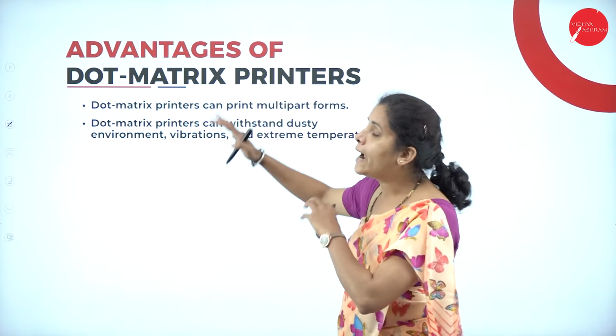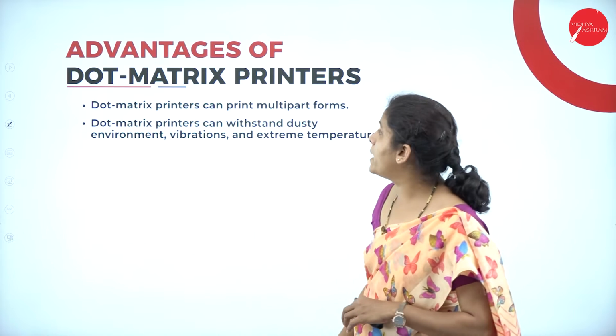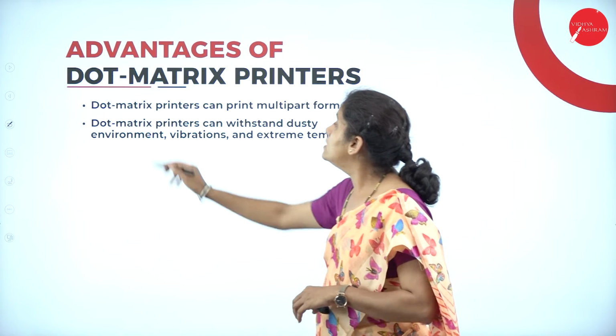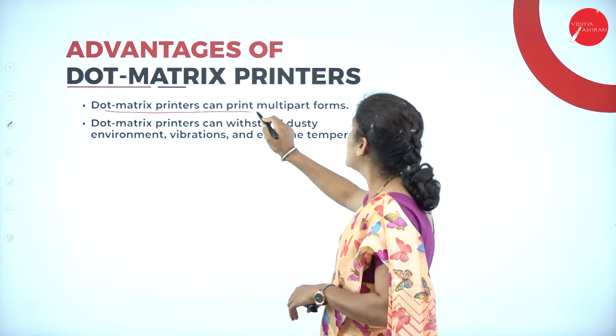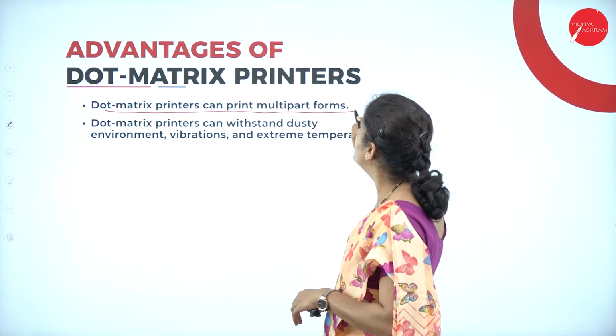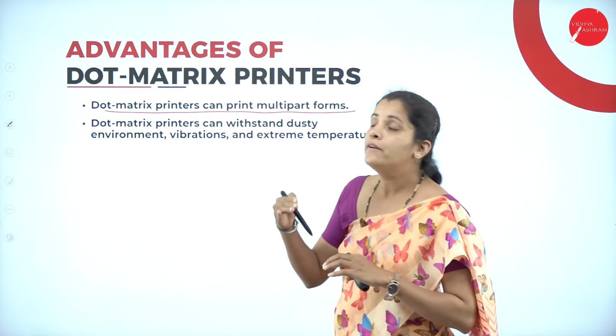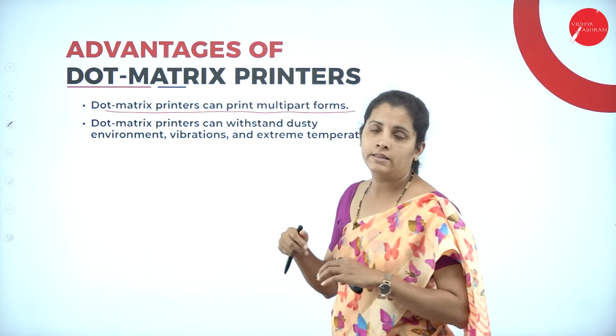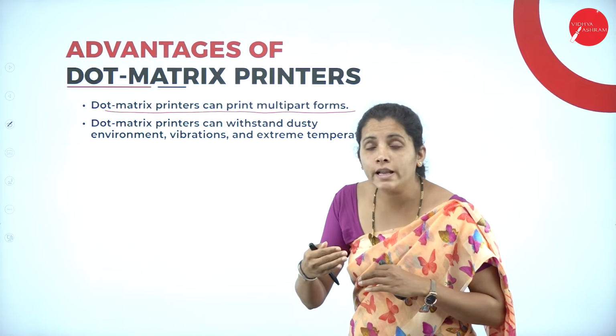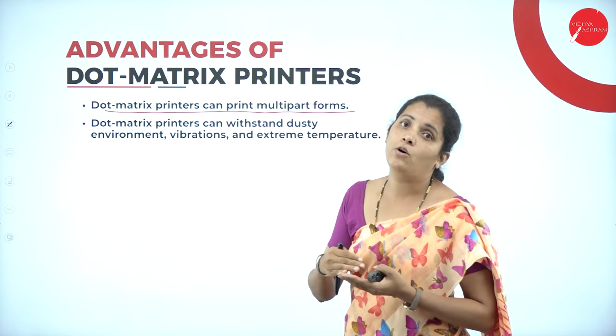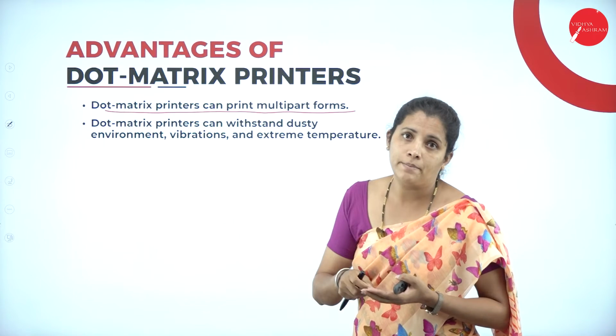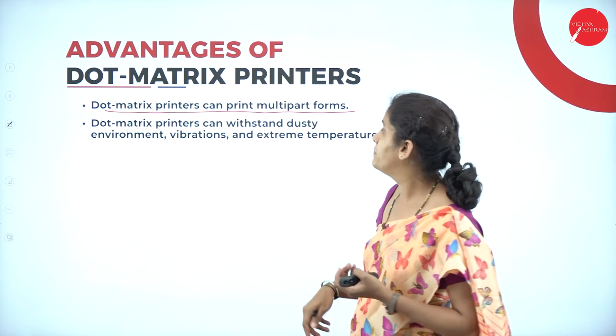Moving on to the advantages of dot matrix printer. The dot matrix printer can print multi-part forms. That means it is possible to take more than one printout at a time.